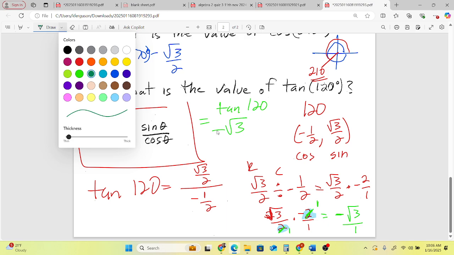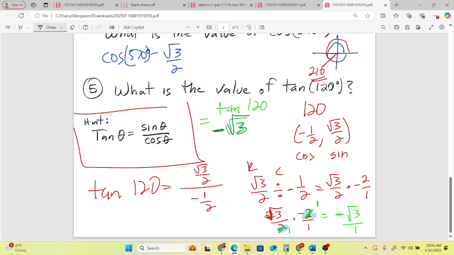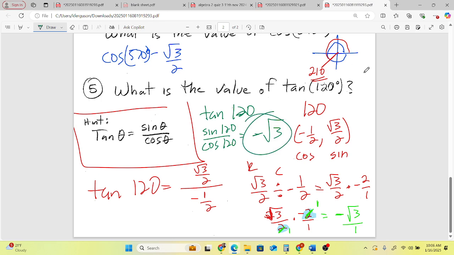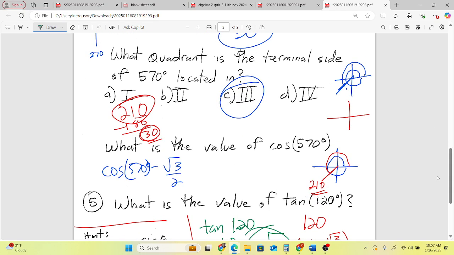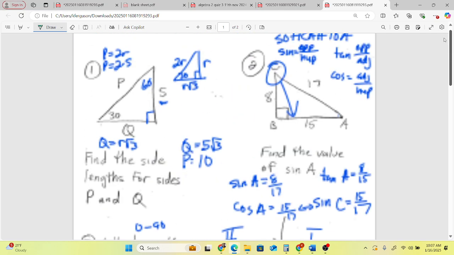And let's give you a little darker color here so you can see, and then we'll call it. Okay, so that's a little too much. So tangent of 120 is the sine of 120 divided by the cosine of 120, which is negative square root of 3. And that's our quick review. Good luck.